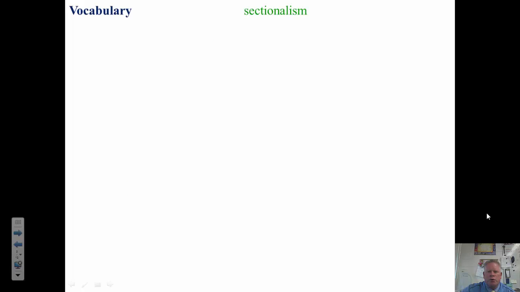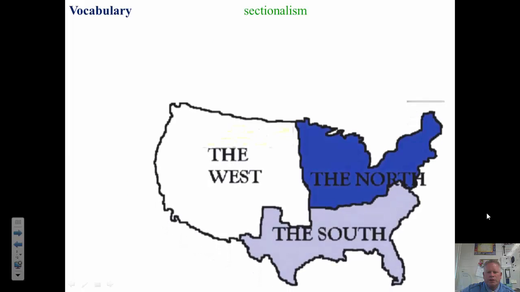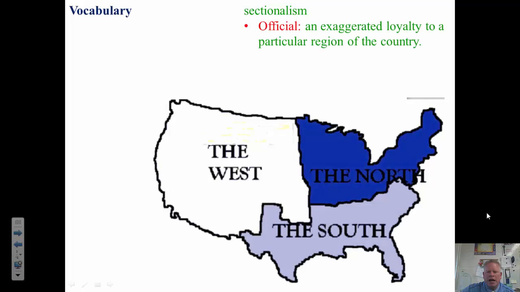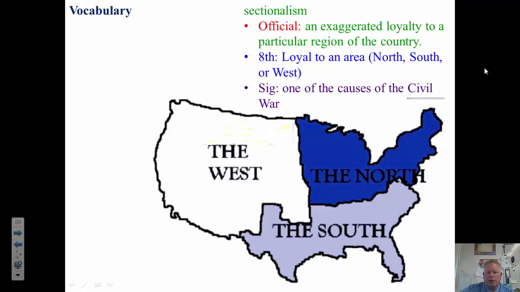Our first vocab word is sectionalism. This is a repeat vocab word. An exaggerated loyalty to a particular region of the country. Back in the day, our country was broken up really into three regions: the North, the South, and the West. Loyal to an area as in North, South, or West. And this sectionalism was one of the causes of the Civil War. It was really between the North and the South.